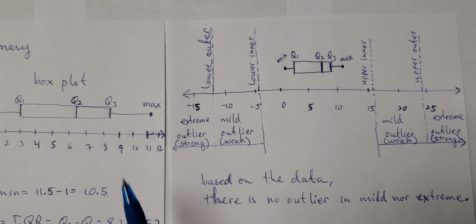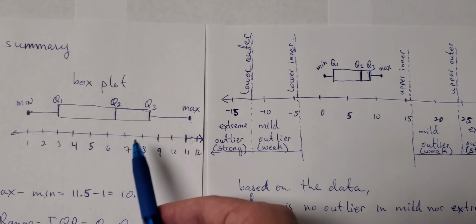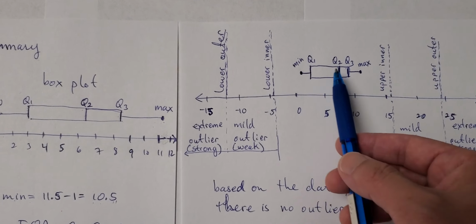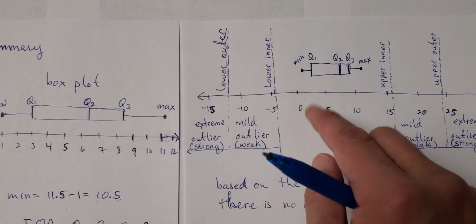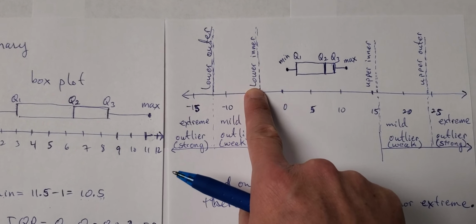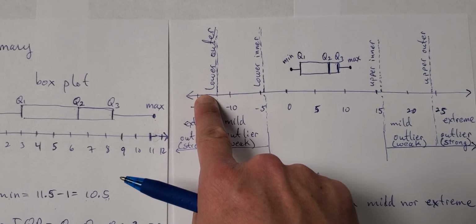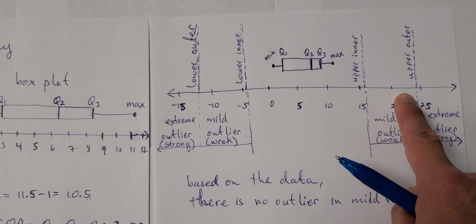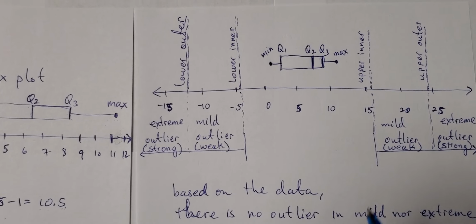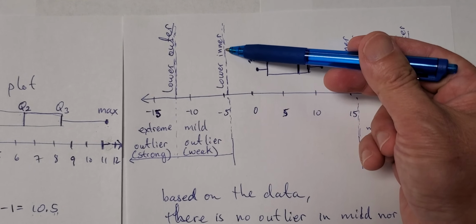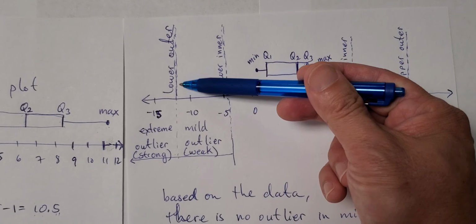Okay, so one more time, this box plot graph that I have here is the same as over here. The reason why this looks smaller and this looks bigger is because I need to include the lower inner fence, lower outer fence, upper inner fence, and upper outer fence.